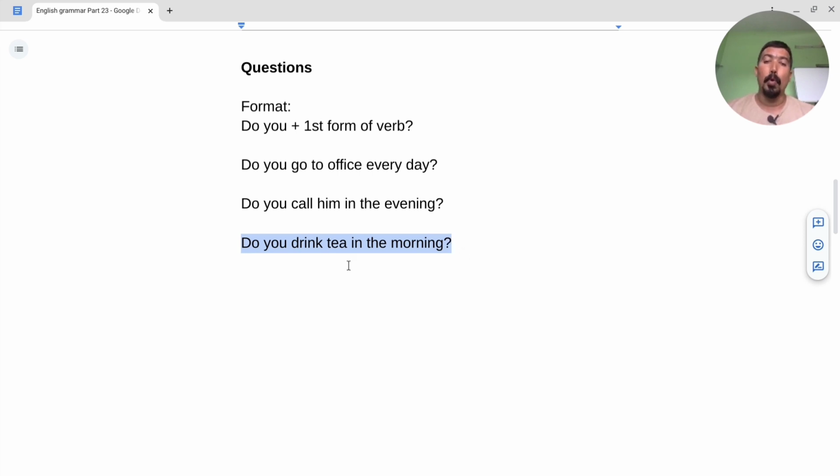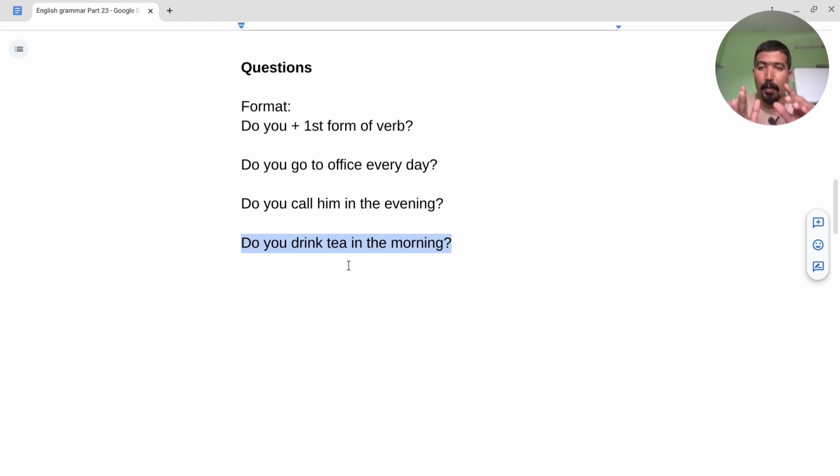Do you drink tea in the morning? If I have a habit of drinking tea, I am asking my friend, see, I drink tea in the morning, that's my habit. I drink tea in the morning every day. What about you? Do you drink tea? Do you have a habit of drinking tea? That is the meaning. I want to know whether my friend has a habit of drinking tea every single day. You got the idea?